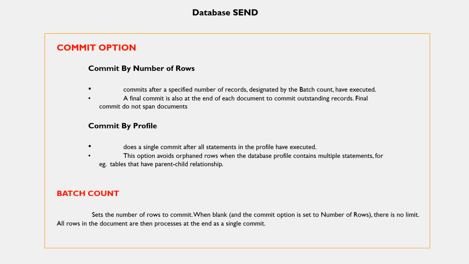Final commit does not span the documents. And commit by profile does a single commit after all statements in the profile have executed. This option is useful when the database profile contains multiple statements, for example tables that have a parent-child relationship. Coming to batch count, it sets the number of rows to count. When blank, there is no limit. So when it is blank and the commit option is set to number of rows, there is no limit. All rows in the document are then processed at the end as a single commit, right?